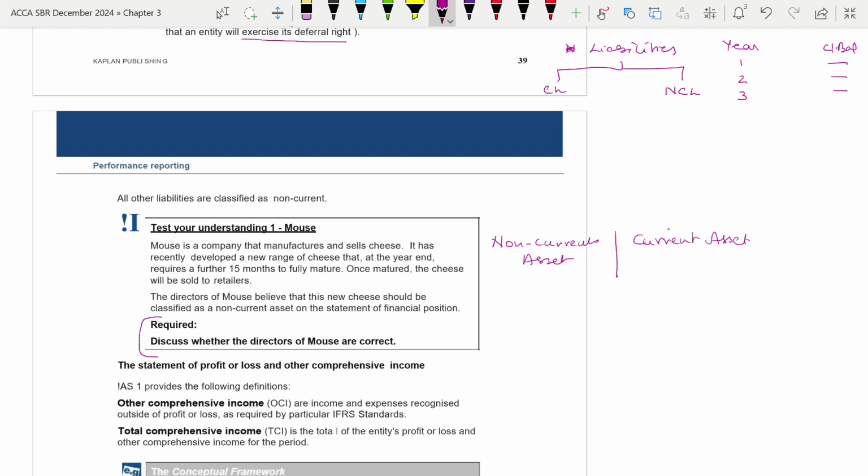You have to be very smart. Everything will not be given. You have to be smart in terms of which products they are selling and the characteristics of the products; we have to use our IQ also. They say it has recently developed a new range of deep that at the year end requires 15 months to fully mature.